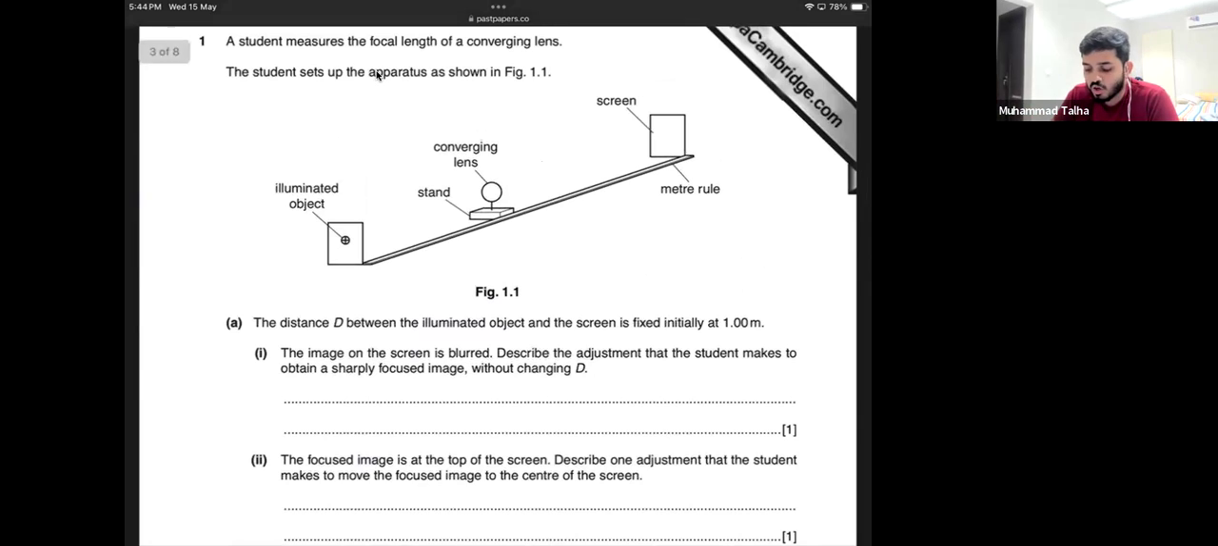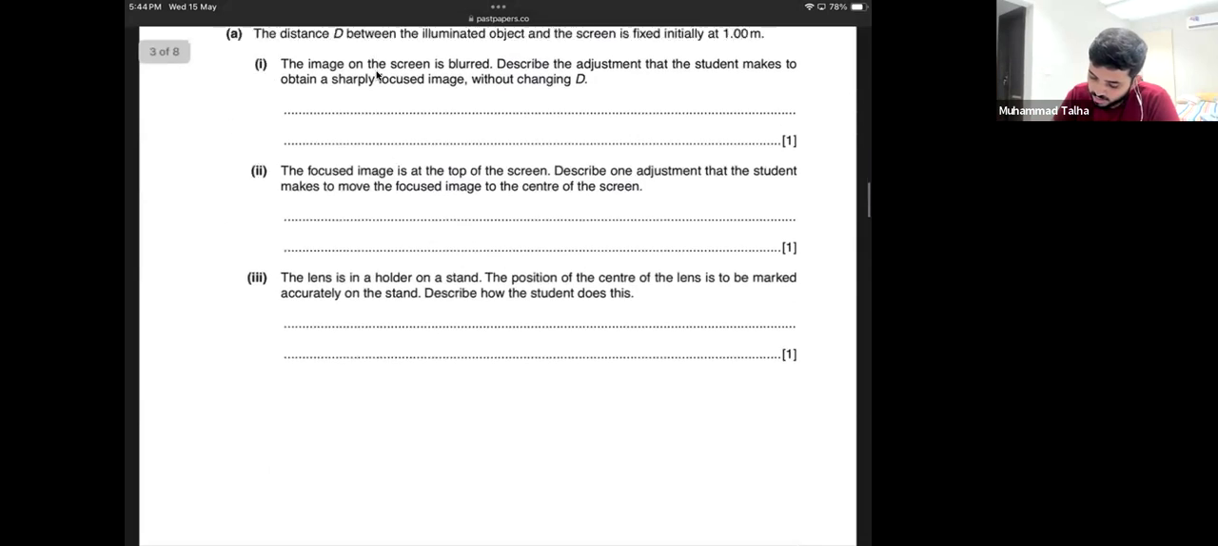So again, distance between object and screen is given. So this time the distance between the object and the screen is fixed. So what adjustment do you make to obtain a sharply focused image? This time, you just move the lens, again, it's between the object and the screen, right? So yeah, you just move your lens along and see when you have a clear, sharp, focused image forming on the screen.